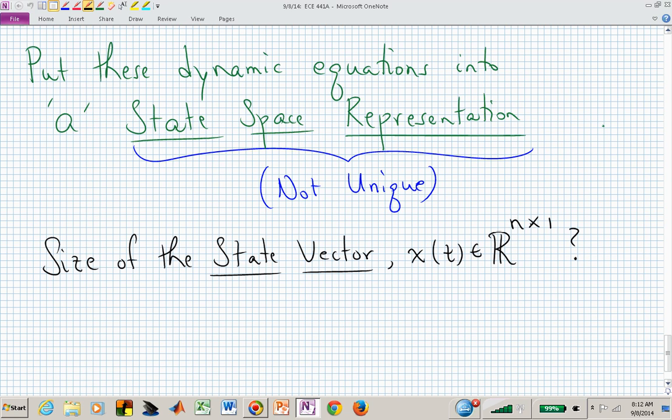Size of the state vector, little n. What is it for this system?